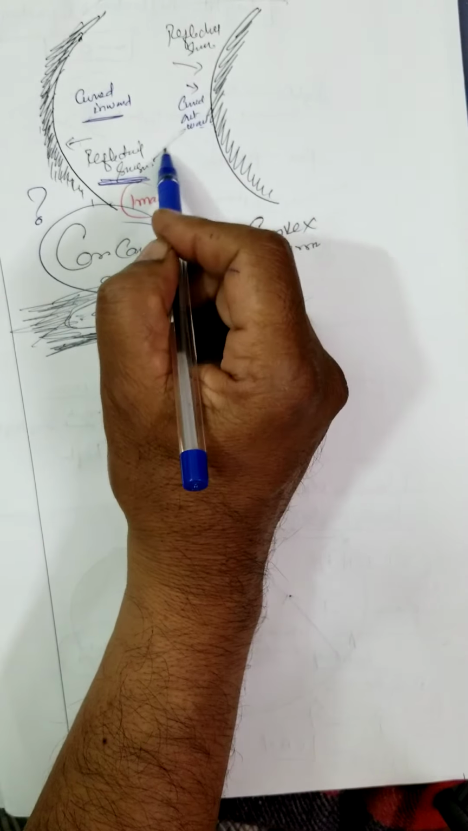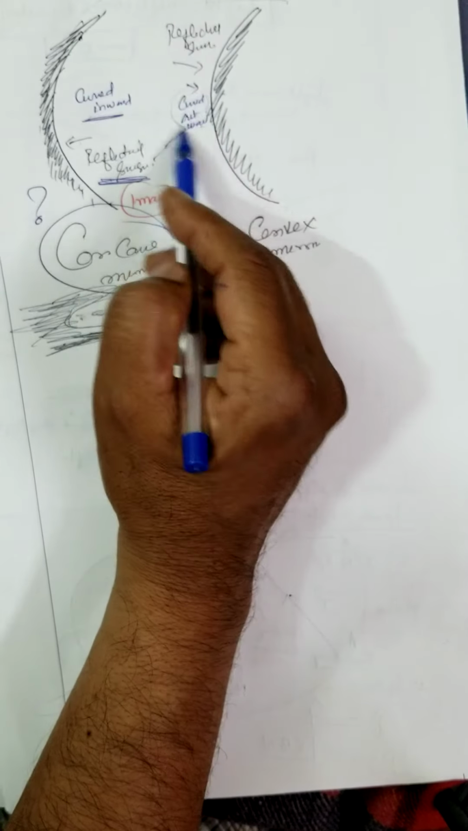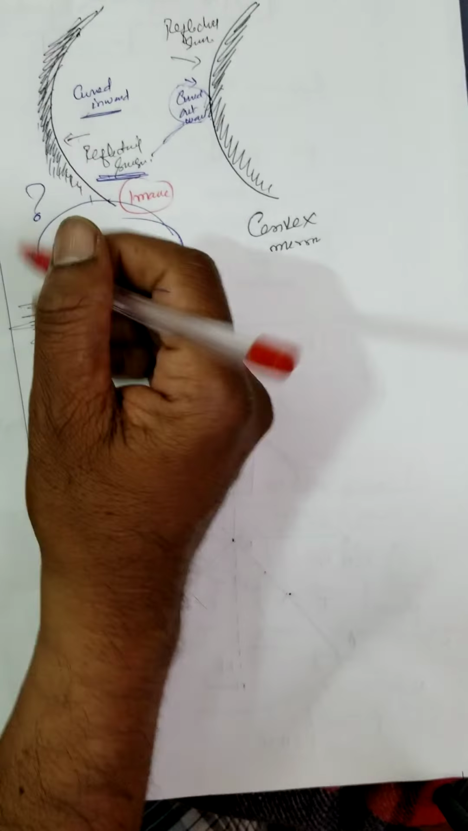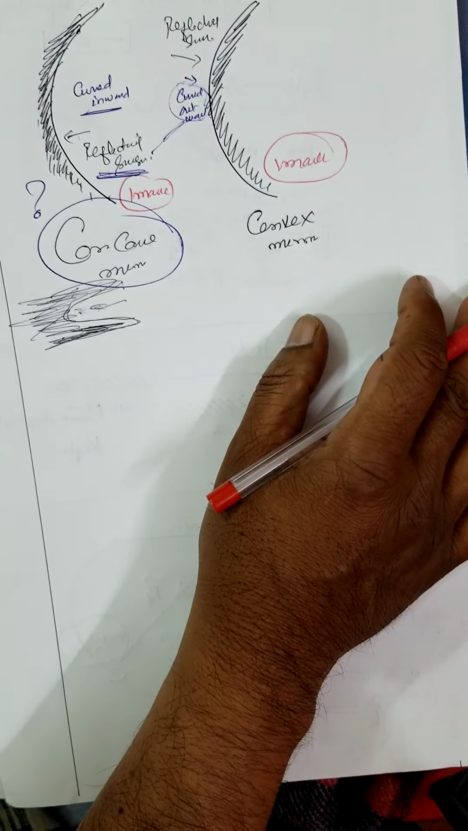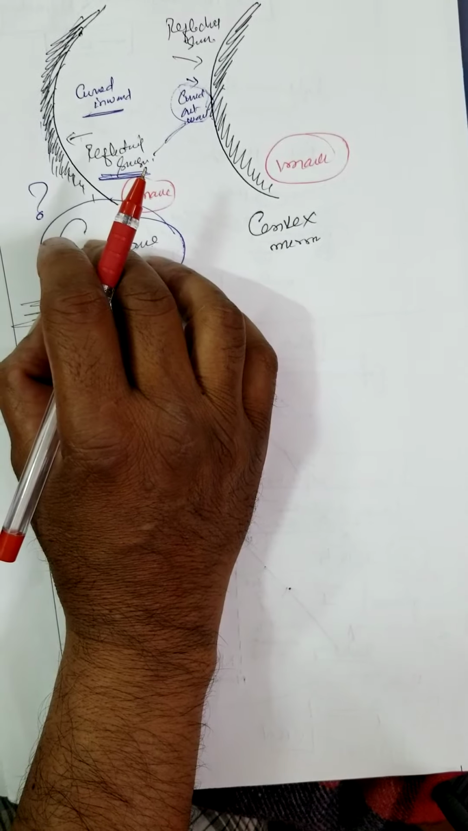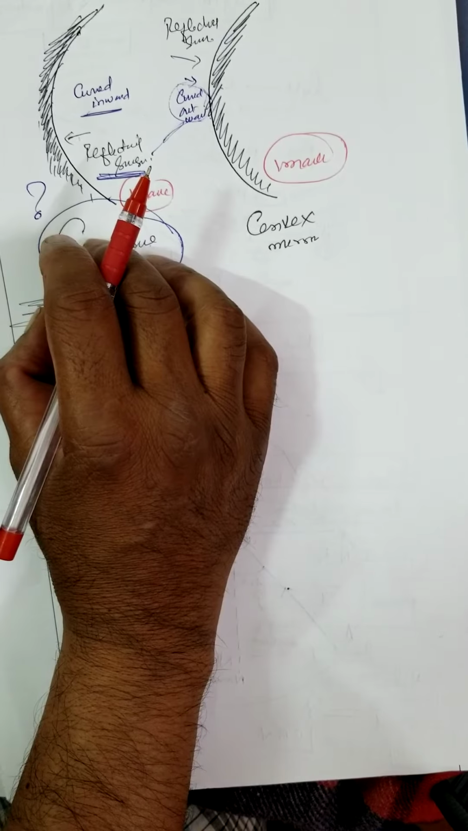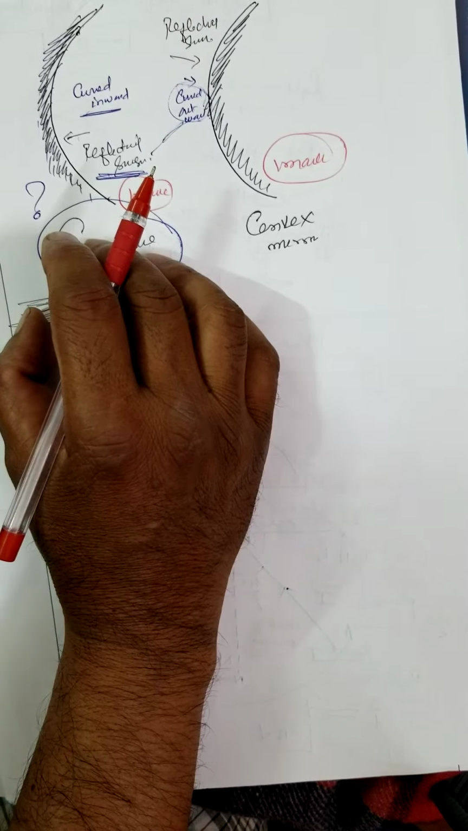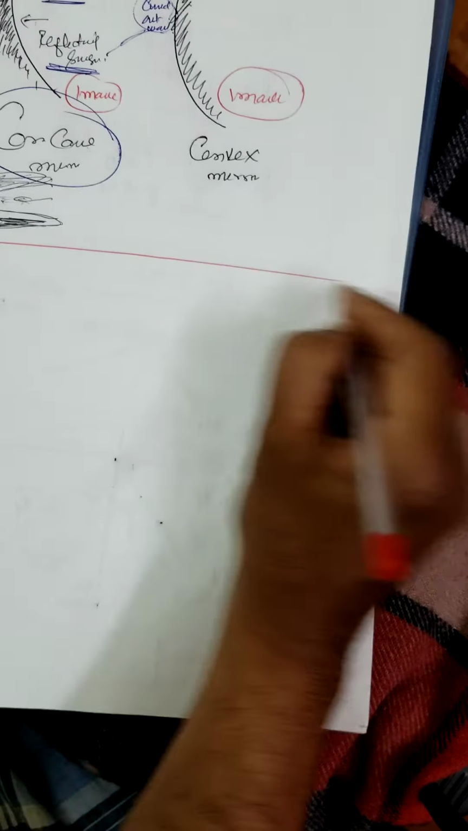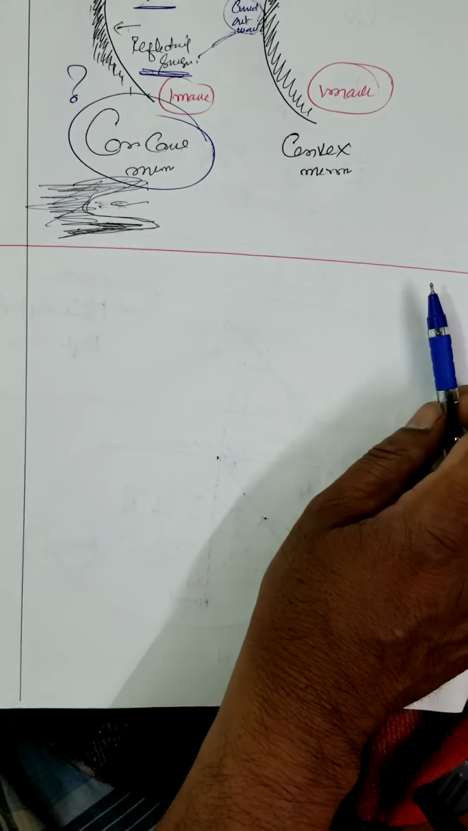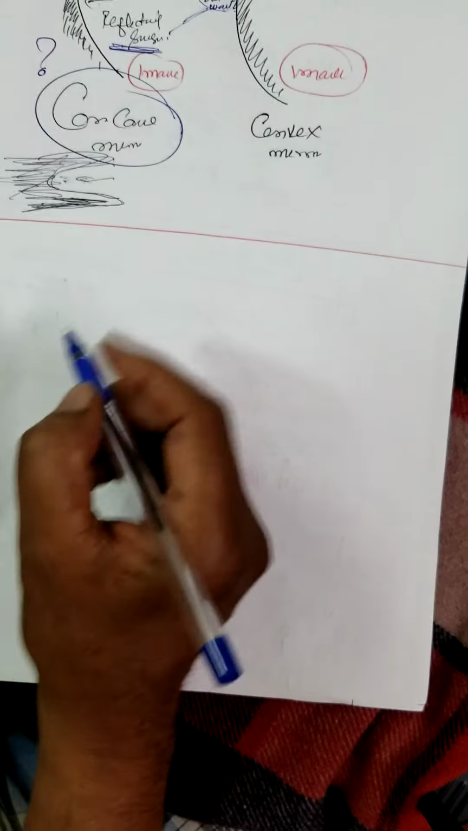Again, what? A reflecting surface curved outward is called a convex mirror. They will ask you for 1 mark. Right? Concave mirror and convex mirror, you studied. Now, there are some important terms you must know.